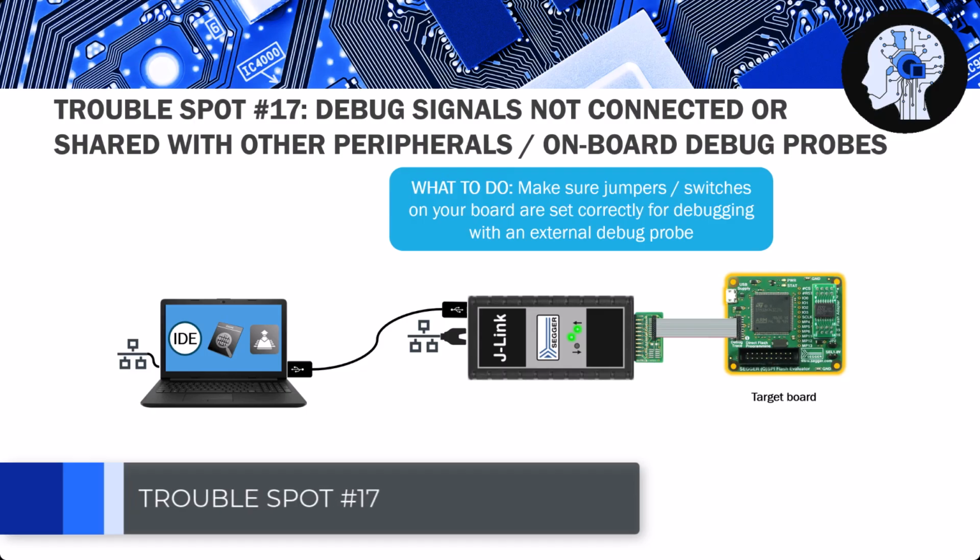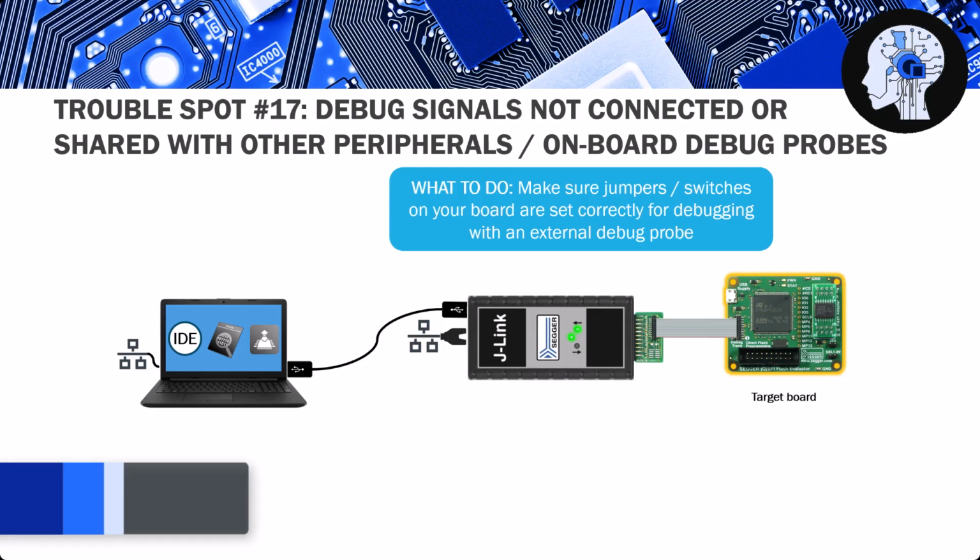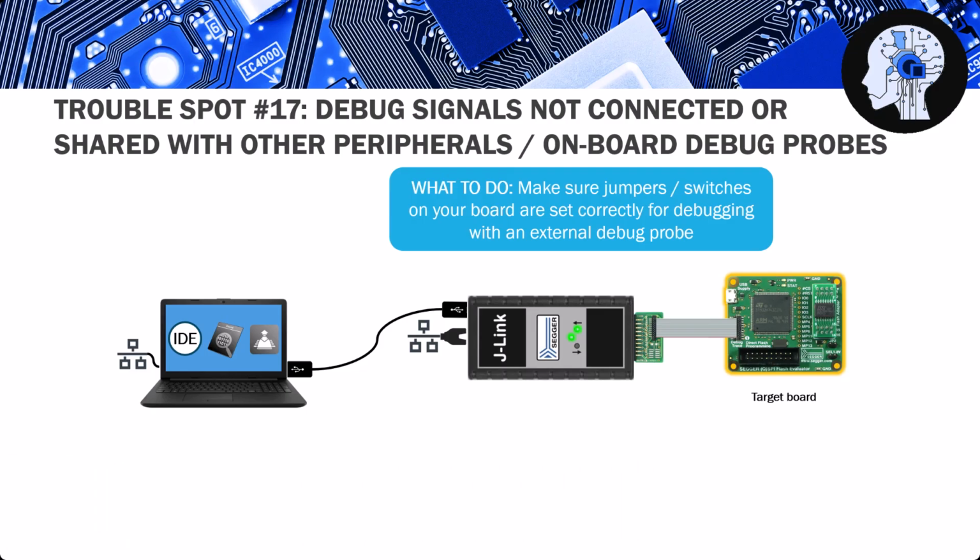Sometimes a target board has jumpers or switches that can impact the ability to debug the board with an external debug probe. This is especially likely if the pins used for the debug signals are shared with other peripherals on the MCU. If the target board has an onboard debug probe, then this is also something that can interfere with connecting to the board with an external J-Link debug probe. Check the documentation for your target board to make sure that it is properly configured for external debugging.